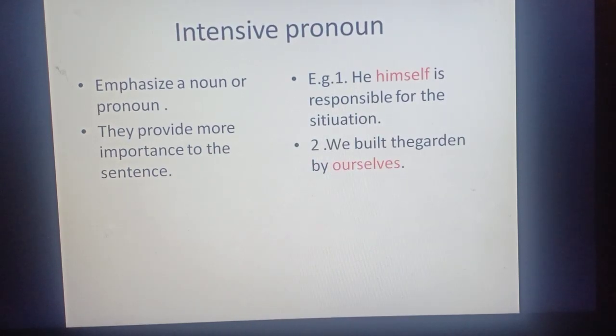Intensive pronoun emphasizes a noun or pronoun. They provide more importance to the sentence. Example 1. He himself is responsible for the situation. He is responsible. By adding himself, he became importantly responsible for the situation. Second, we built the garden by ourselves.